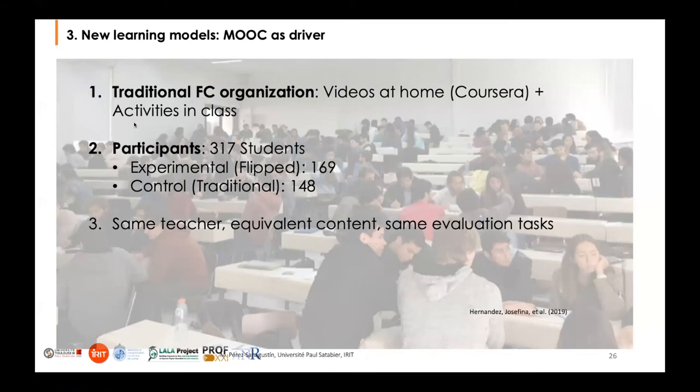We made two groups, an experimental group and a control group. The control group was following the traditional course with the same content and the same way as ever. And the experimental group was flipped, meaning that they were doing part of the content at home, and then they come to the course and they work in groups, as you can see in this image, right? The same teacher in both groups, the same equivalent content and the same evaluation tasks to make it comparable.